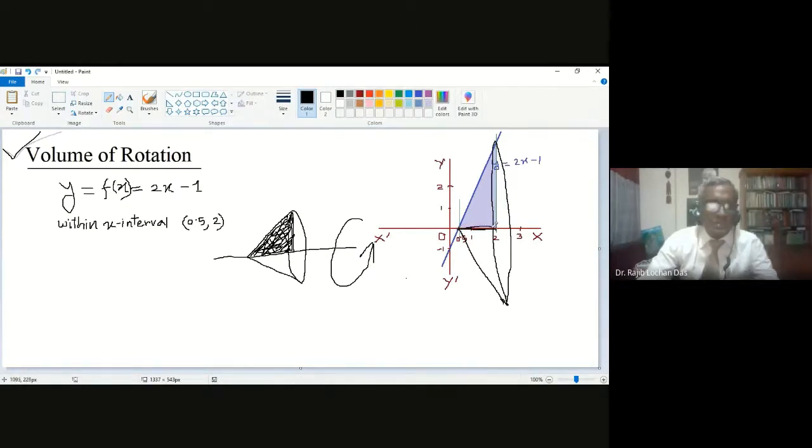The x-axis line will be the center of rotation, and then the whole figure, the triangle, will make a 3D cone, a 3D shape. This 3D shape will have a volume, and we will calculate the volume of this particular cone shape in this example. Do you understand now?